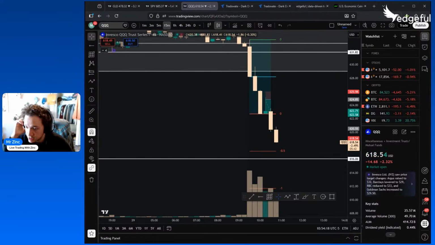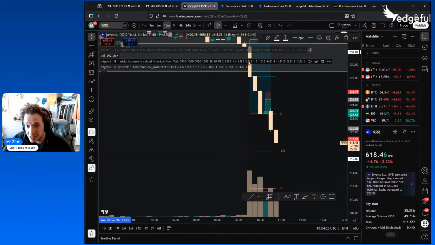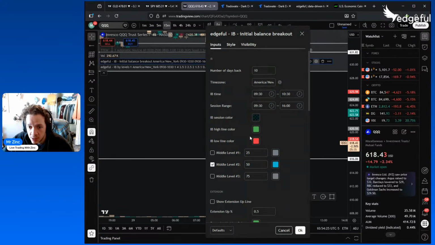The settings, the only thing that I changed in the settings was the color, Nate. Everything else is the same. You activate middle level 2, and that one should be at 50%.